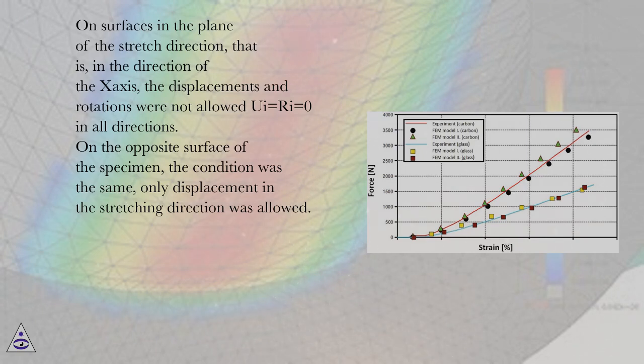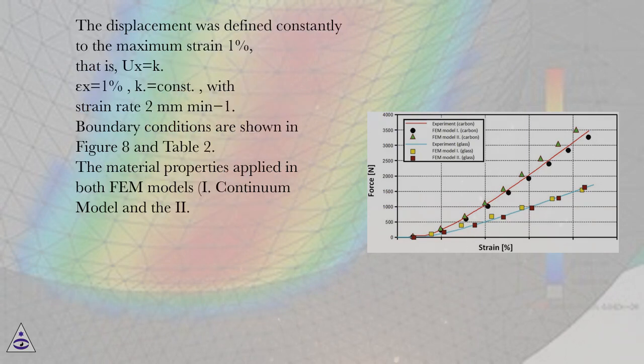On the opposite surface of the specimen, the condition was the same, only displacement in the stretching direction was allowed. The displacement was defined constantly to the maximum strain 1%, that is, ux equals k times epsilon x equals 1%, k equals const, with strain rate 2 mm min-1. Boundary conditions are shown in Figure 8 and Table 2.